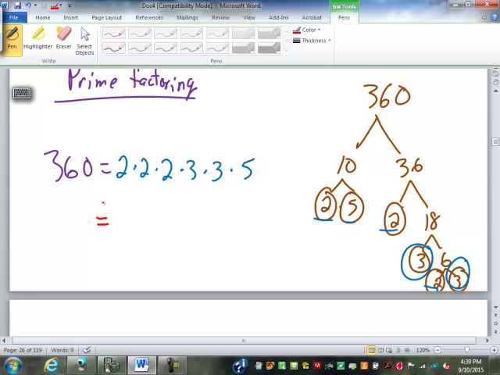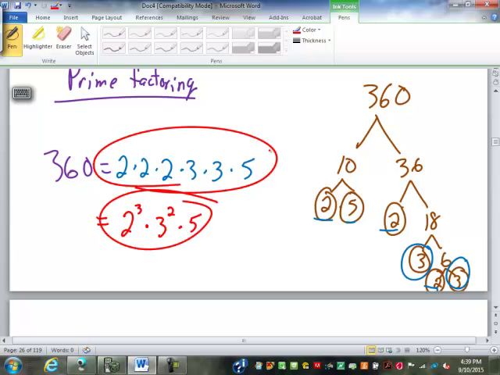Or, this is why I did the powers and stuff at the beginning of the last hour. I could write it as 2 to the 3rd power times 3 to the 2nd power times 5. Either one of those is a totally acceptable answer. Now your book might ask for it, or my math lab might ask for it in exponential form. That's exponential form with exponents.